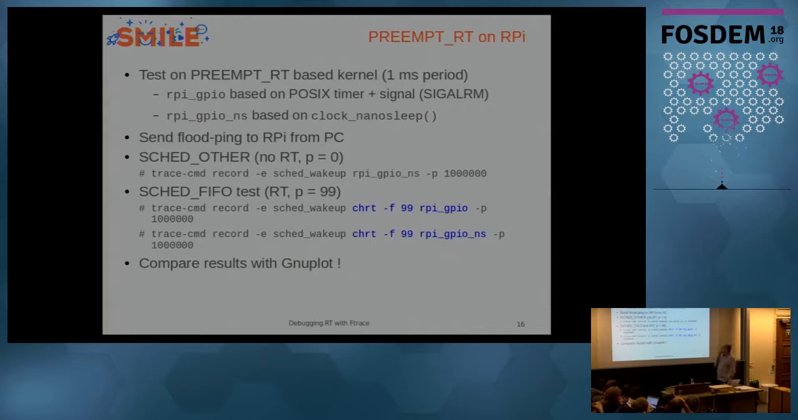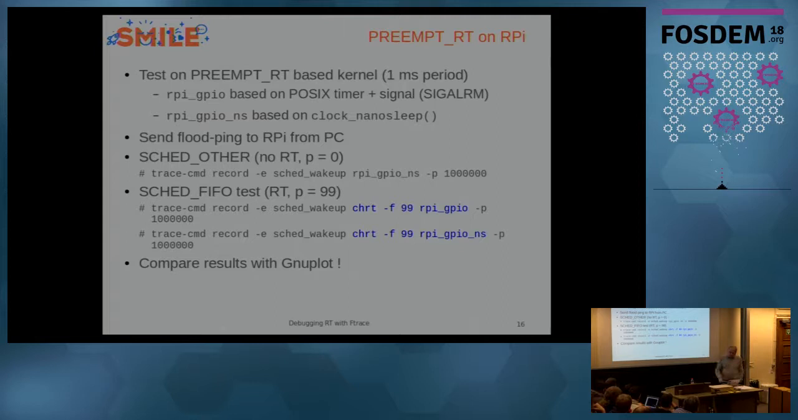The first one records the event with a non-real-time program, so with no static priority. The second one uses SCHED_FIFO with a high priority, so you can set the priority of a program on Linux by using chrt. It's much better than writing it in the code inside the program. I did this 2 years ago. So you say chrt, FIFO, and 99 for priority. And the last one, you do the same test with a real-time program, and you compare the results with gnuplot.